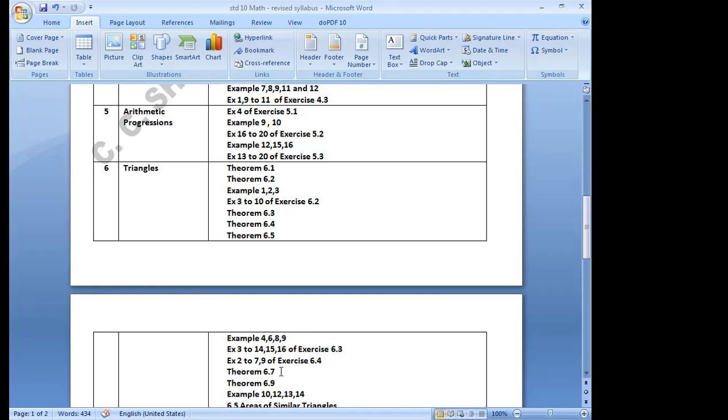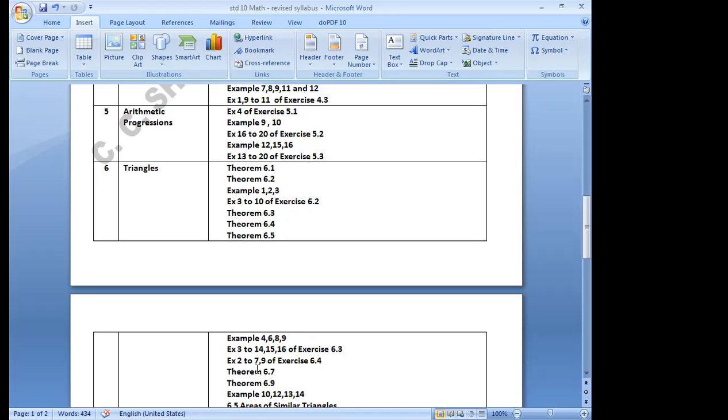Page 141, theorem 6.6 is included. This is area related theorem. This is included, remember this. This is most important theorem also. 141, 6.6 included. 143, example 9 is also excluded.